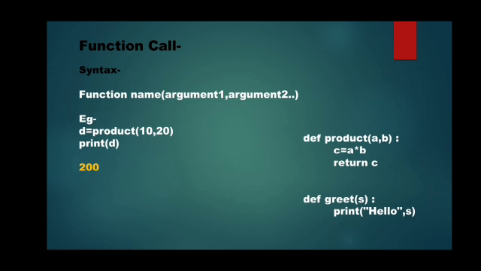In the same way, if I talk about another function, greet, it is accepting one argument. So when I am calling this function, my calling statement is greet, and within the brackets I have passed a string. Since this function is not returning any value, we have not written any variable to accept its value. And when I run this function, the answer will be hello Arun. So this is how we write the calling statement.